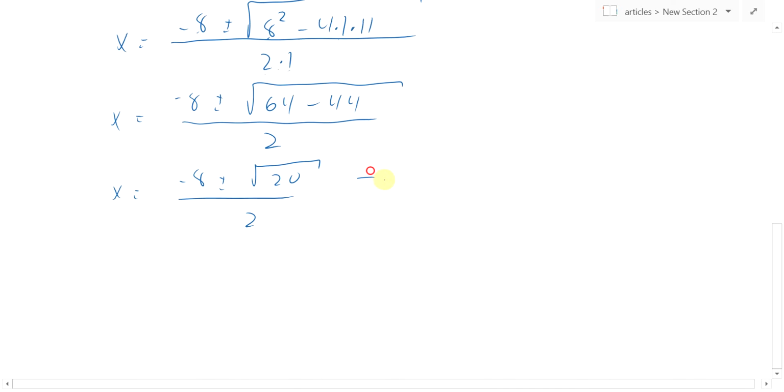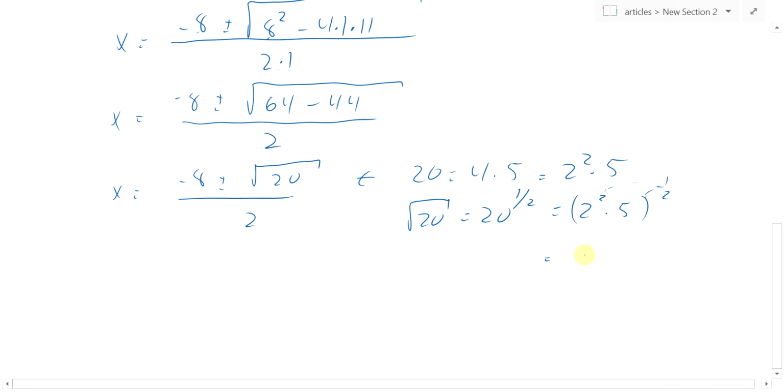And now we can simplify this a little bit because 20 is equal to 4 times 5, which is 2 squared times 5. And so square root of 20, as we saw when we were doing powers, is 20 to the 1/2. So that's 2 squared times 5, quantity to the 1/2, and we know how to simplify that. Distribute the 1/2 to both of these things. 2 times 1/2, that's just 1. 5 to the 1/2 is the square root of 5. So square root of 20 is actually equal to 2 times the square root of 5.